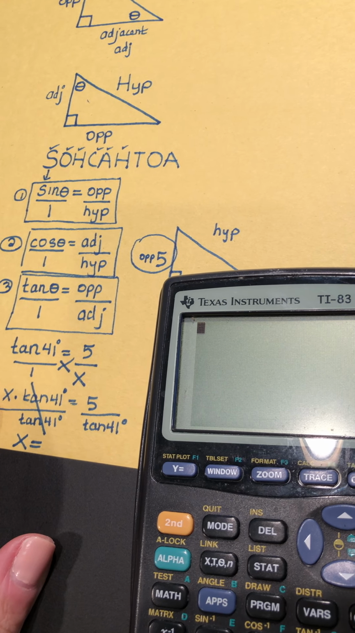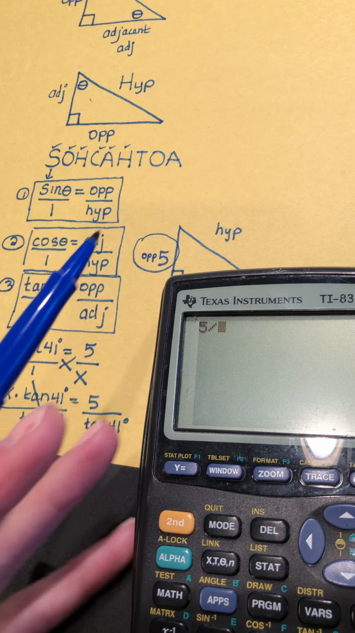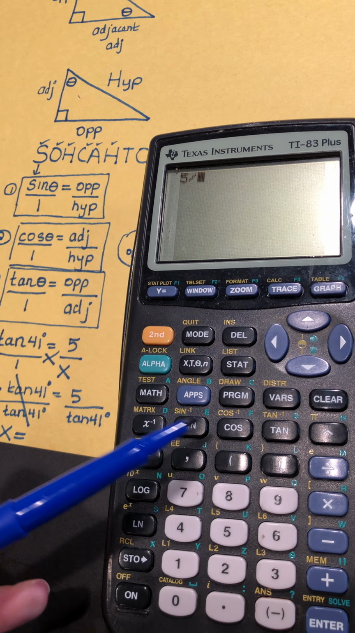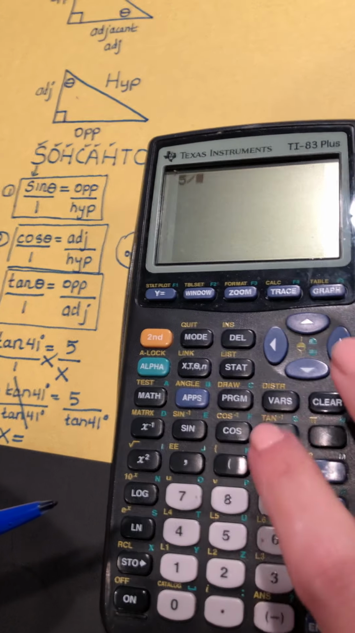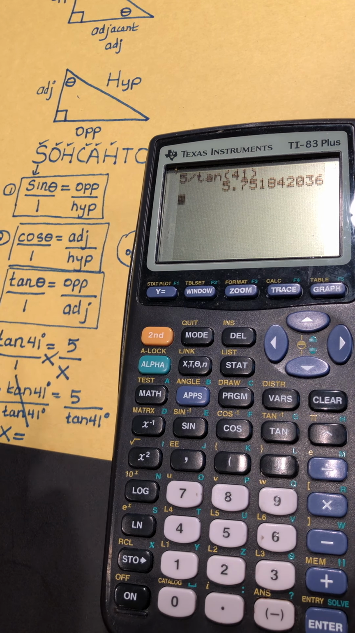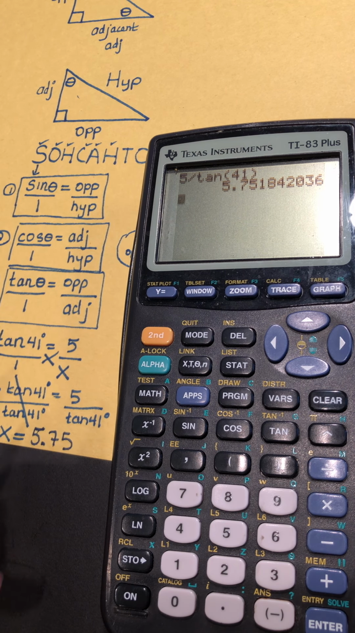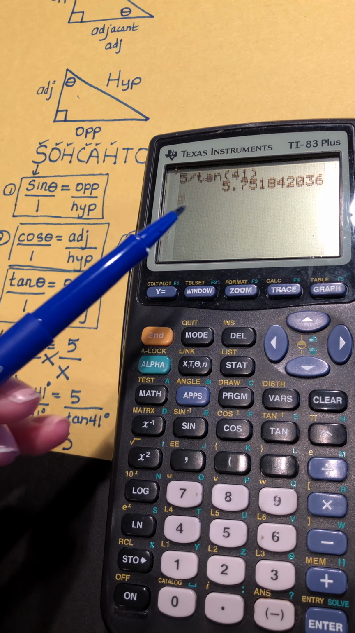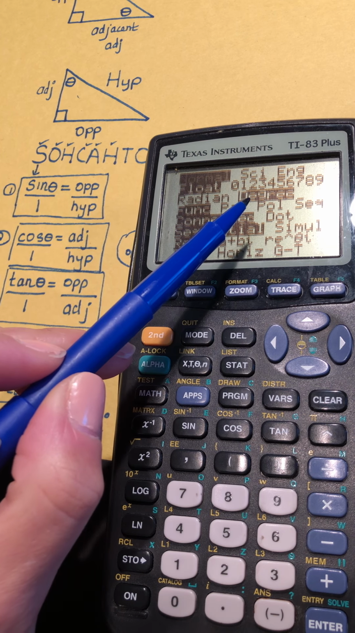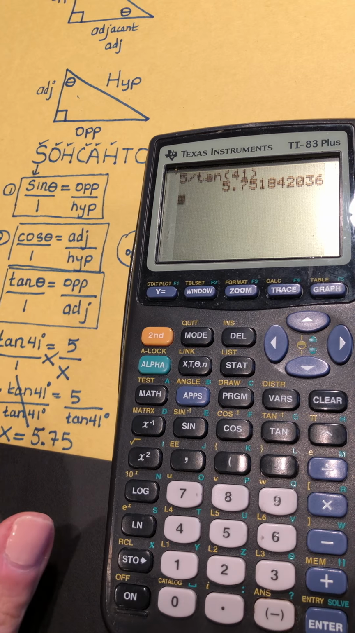All right, so I'm going to do 5 divided by, and your fancy calculators will have these trig functions, right? Sine, cosine, and tangent. So divided by the tangent, and I'm going to type in 41, okay? And I'm going to get that x is equal to 5.75. Now, the one thing you want to be careful of is that you are in degree mode. So if I go to mode, I want it to say degrees because that was a 41 degree angle, okay?